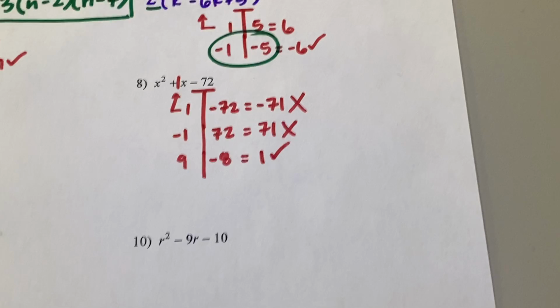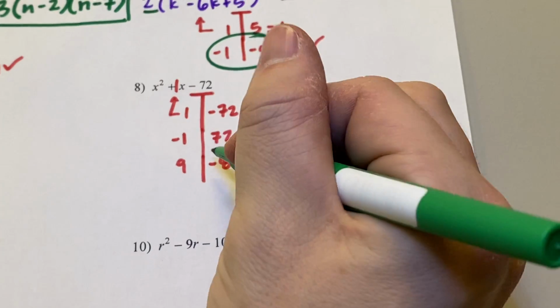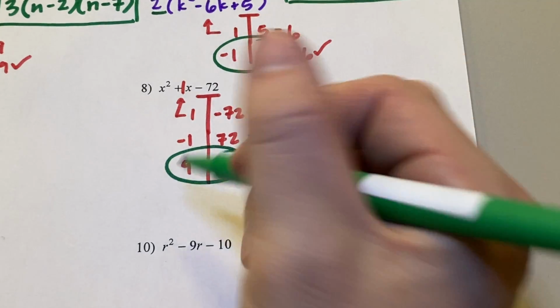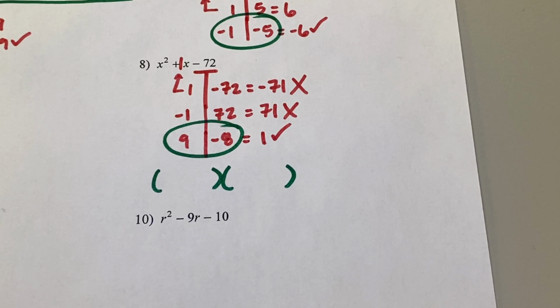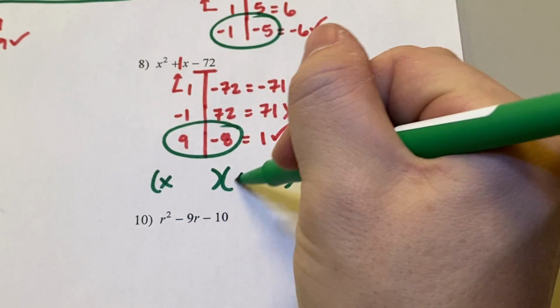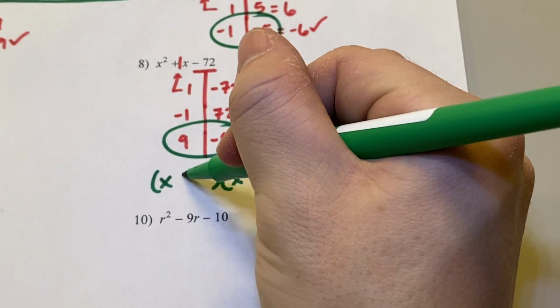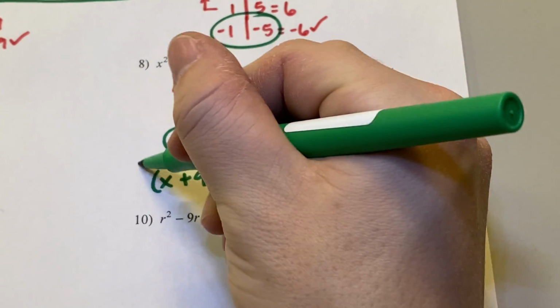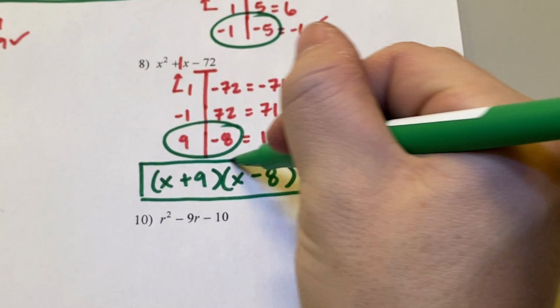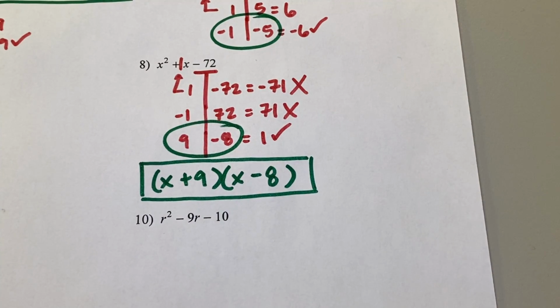Booyah. You see why that's the hardest part? It's kind of just a guess and check method. But once you've found your two factors, it becomes pretty easy. Just put it in factored form. Parentheses, parentheses. My variable's x, so x and x. Positive 9, so x plus 9. Negative 8, so x minus 8. Nice job, you guys.